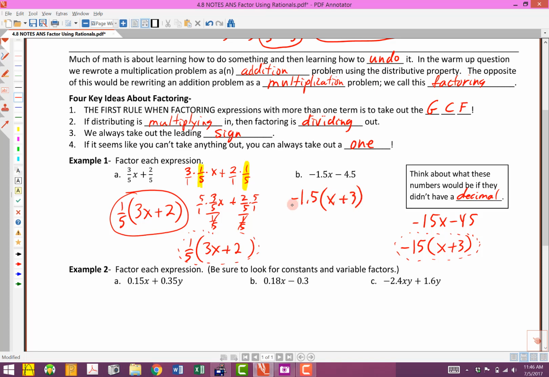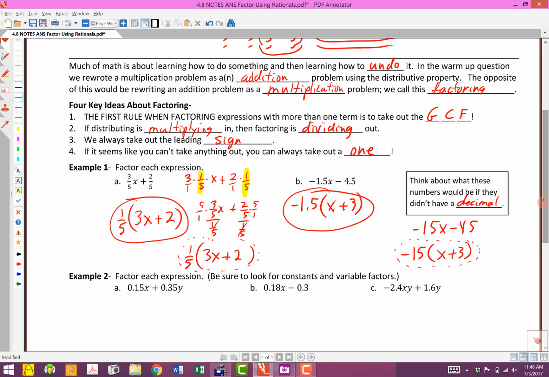And let's see what we've got here. If I distribute through, I get negative 1.5x. And if I do negative 1.5 times 3, I get negative 4.5. So that is the right answer. So moving that decimal over and making it so they don't have decimals in there, or thinking of it as if it didn't have a decimal in there, can be helpful.